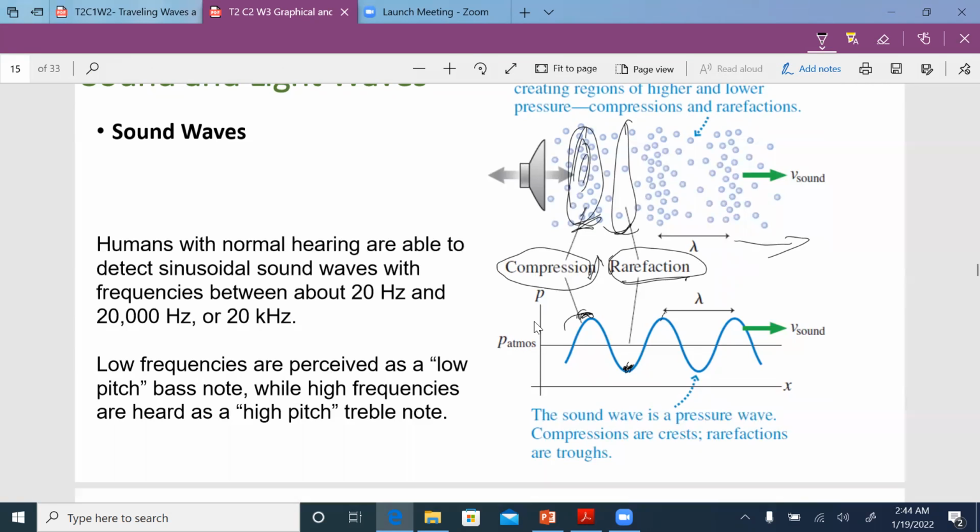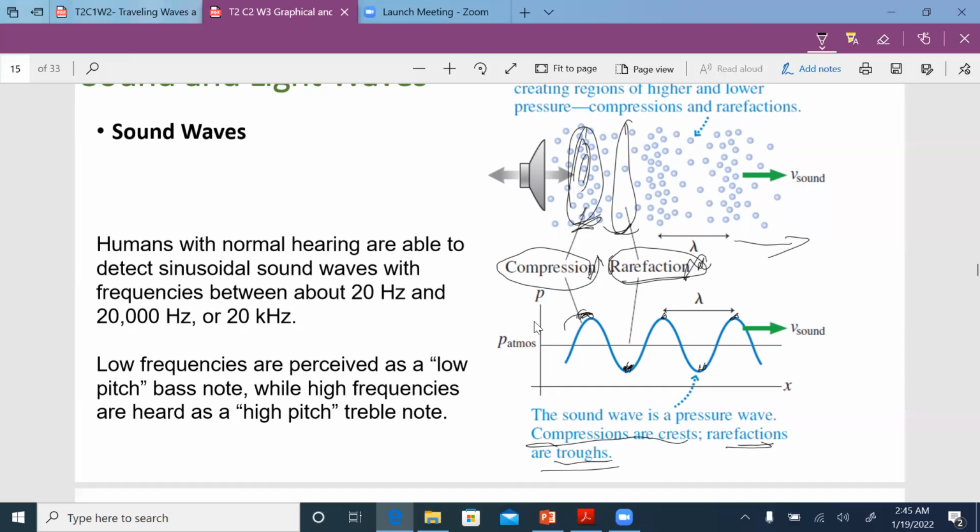This is rarefaction and this is compression, rarefaction, compression. So the sound wave is a pressure wave. It compresses at the crest, like we said earlier, and the trough depicts the rarefaction. We have also explained this before, but we did not use the word rarefaction. So this is just the only new addition we have.